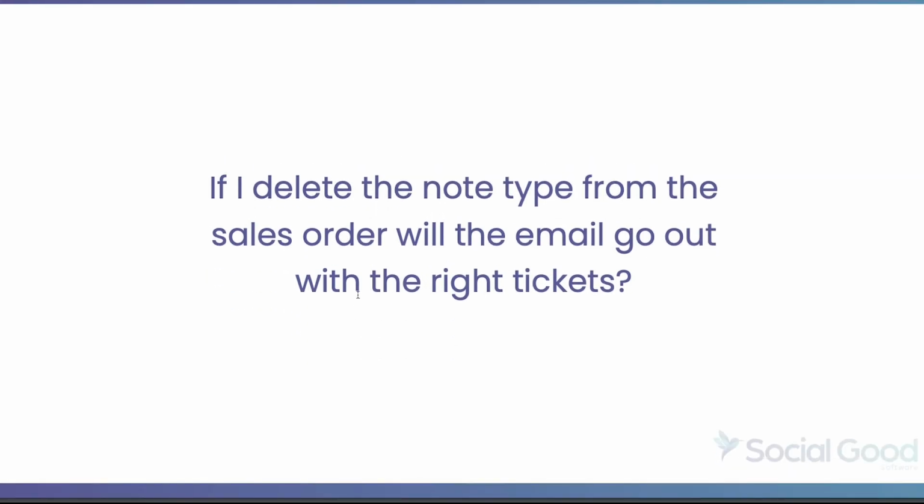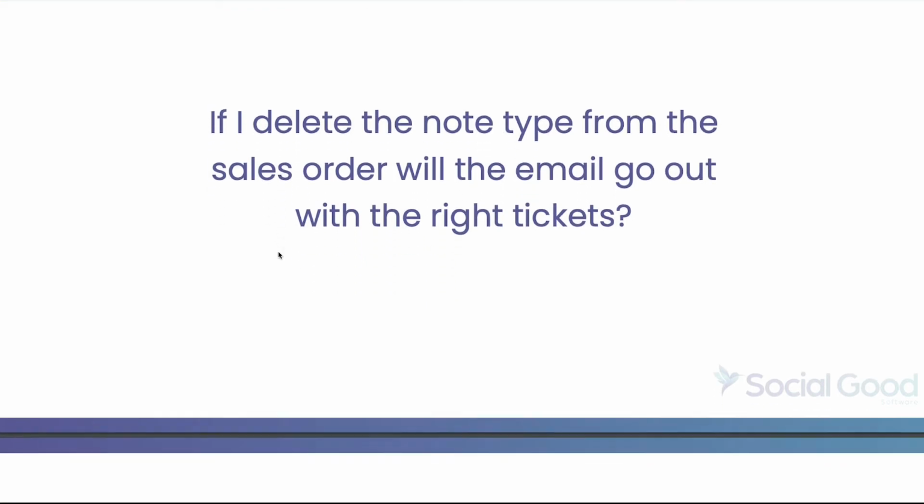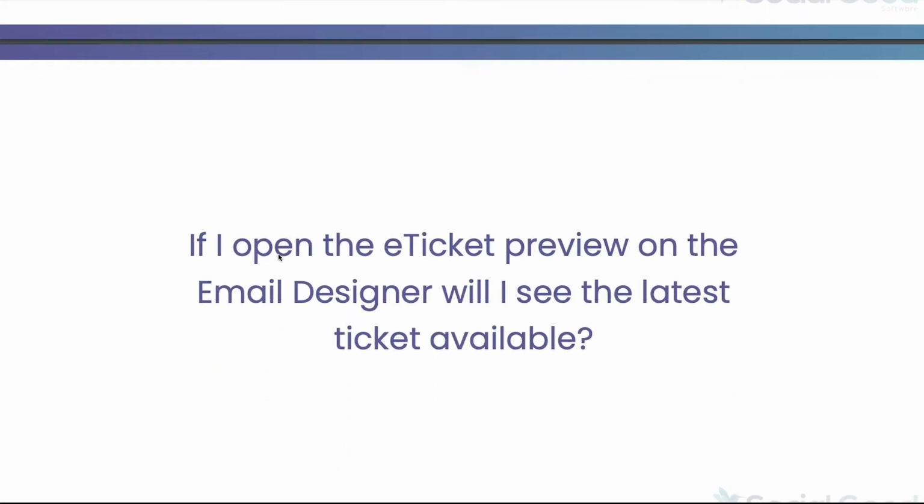So if I delete the note type from a sales order, will the email go out with the right tickets? And the answer is yes as well. So the query is just looking at sales orders that do not have a note type, and those are the ones that get the email. So if you remove that note type from the sales order, another email will go out with another PDF and another version of the email again at that time. So that's how that works. Typically, you won't be doing this unless you need to resend them to the same person.